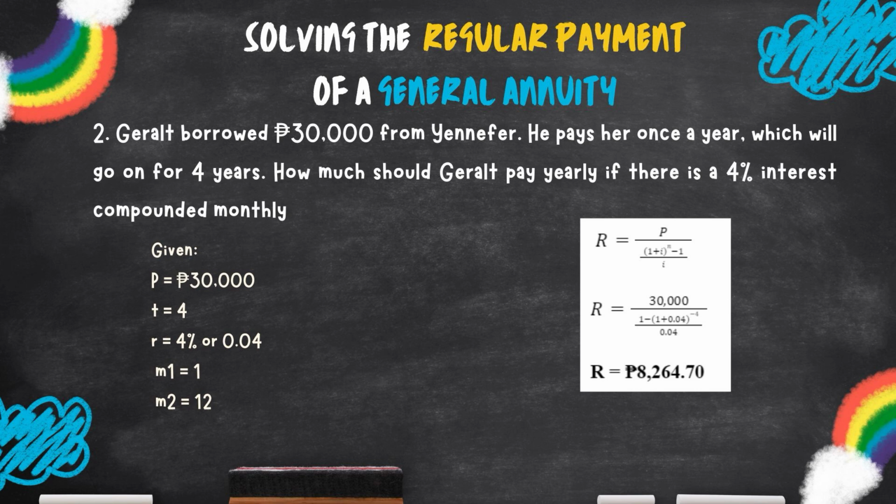So now let's solve for the regular payment of this general annuity. Since the present value is given, we will use the formula which uses the present value. So that is R equals P over 1 minus 1 plus I raised to the power of negative N over I. And we're going to have 30,000 over 1 minus 1 plus 0.04 raised to the power of negative 4 over 0.04. And we have a regular payment of 8,264.70 pesos, which means Geralt pays Yennefer 8,264.70 pesos yearly. And that's all for solving general annuities.